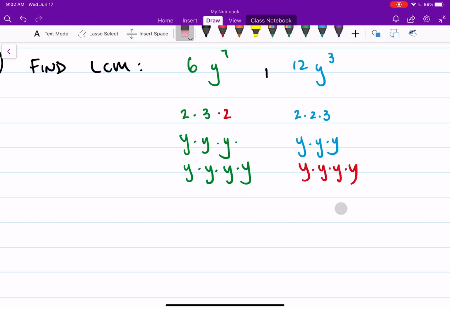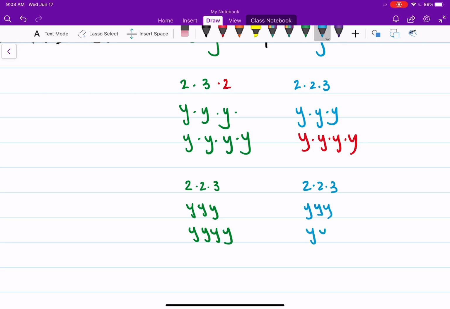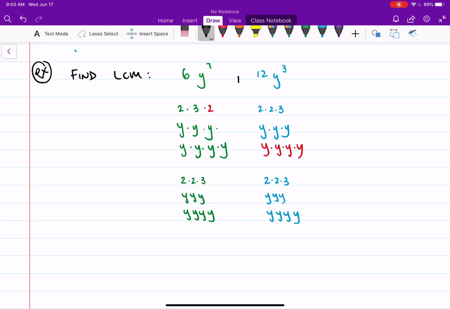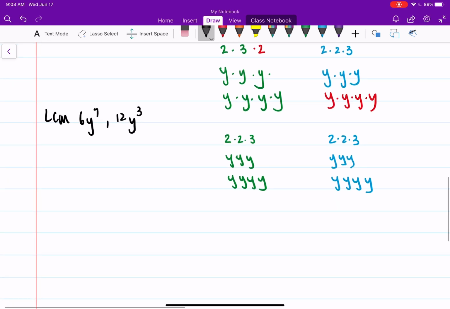Okay? So now if you look at each bag, the green bag has 2 times 2 times 3, and then 1, 2, 3, 4, 5, 6, 7 y's. And the blue now has 2 times 2 times 3, 1, 2, 3, 4, 5, 6, 7 y's. So they're both the same. So my LCM is going to be the product of one of those bags. Doesn't have to be both. So the LCM of 6y to the 7th, comma 12y to the 3rd is going to be 12y to the 7th.